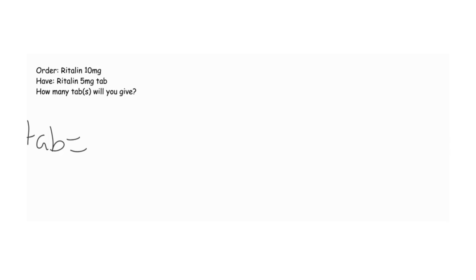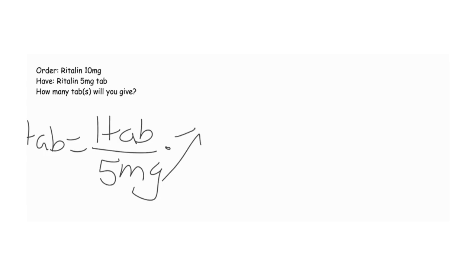So to look at our first setup, we're going to look at what we have. We have 1 tab equals 5 milligram. That's our first setup. We know we're going to multiply and we're going to look to the denominator to guide us to what we put in the numerator. We're putting milligrams in the numerator because we have milligrams in the denominator.